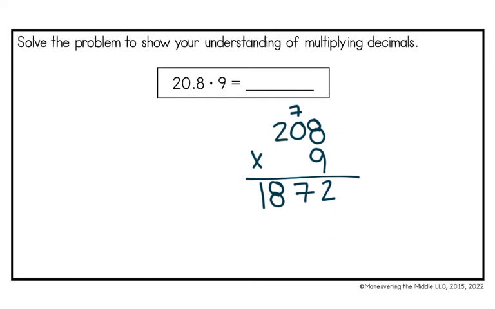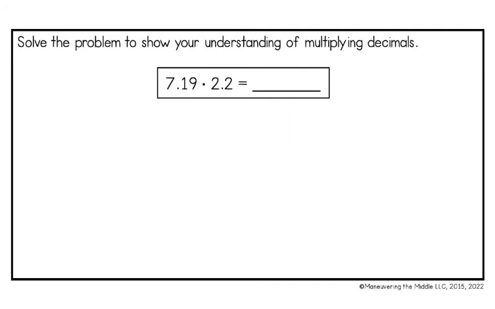Now the answer isn't 1,872. We need to remember to go back in and put in our decimal. So 20.8 has one digit, 9 has 0, so there's a total of one digit. So I'm going to move our decimal one place to the left. So our answer should be 187.2. Our next question, we have 7.19 times 2.2.